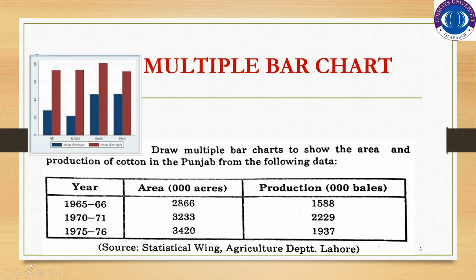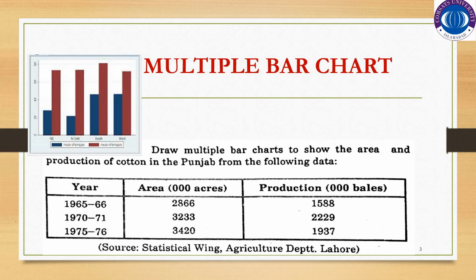This is a common layout of a multiple bar chart. We can see there are two bars against one variable. Now we have an example. Draw multiple bar chart to show the area and production of cotton in the Punjab from the following data.